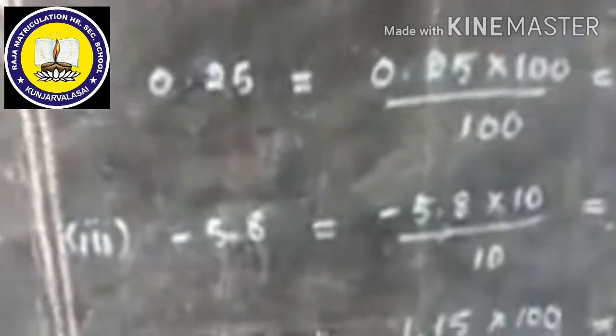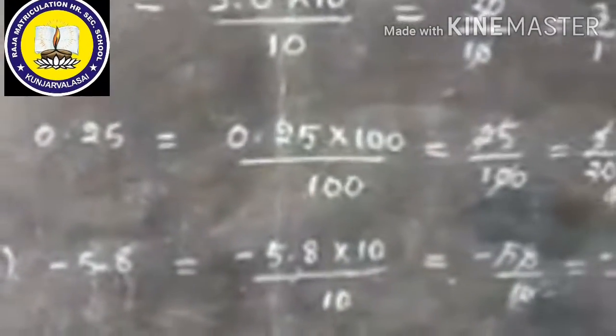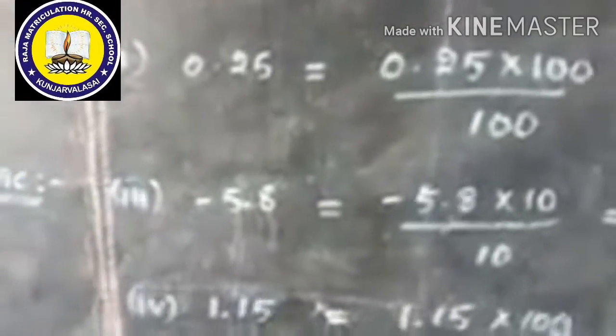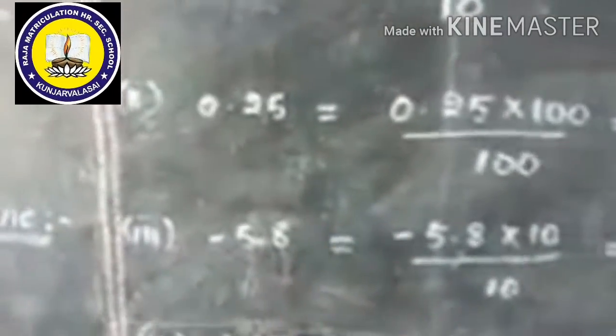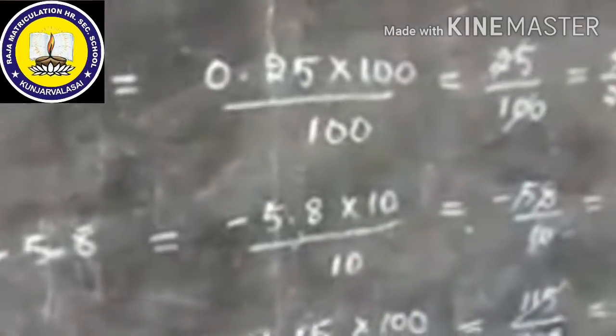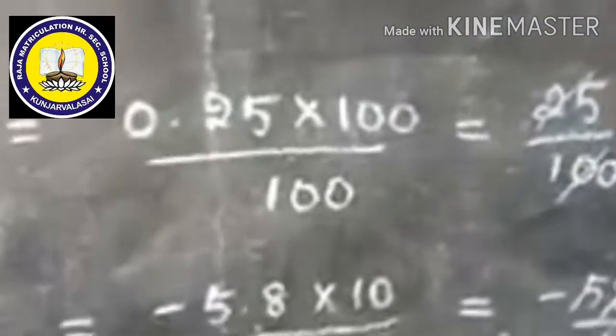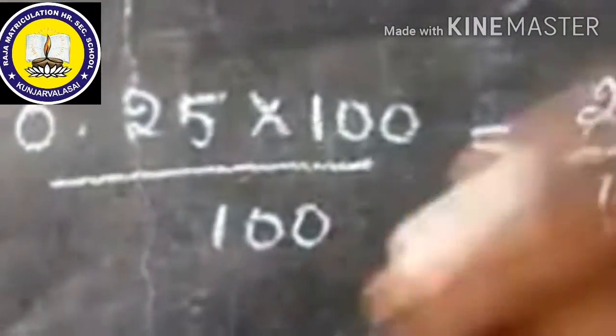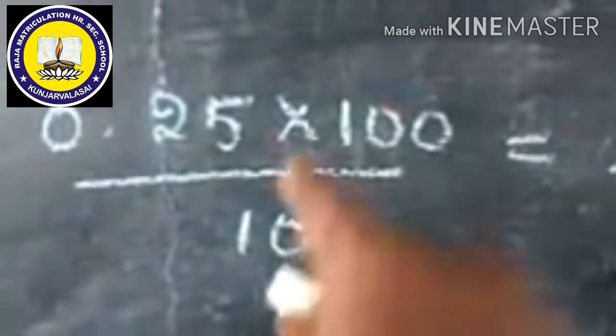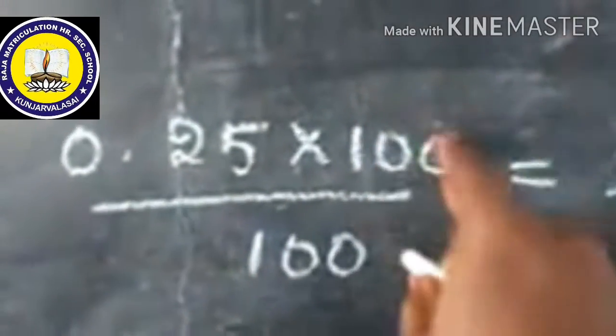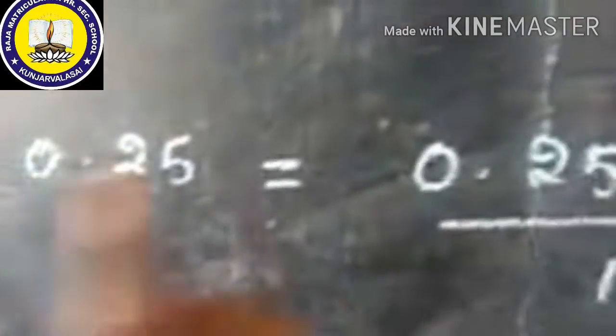Similarly, we solve the second sum, 0.25. In which place is the decimal point placed? There are two places of decimal. From the right side, we multiply by 100 and divide by 100. Why do we multiply by 100 and divide by 100, sir? Because multiplying by 100 and dividing by 100, the 100s cancel, therefore the number does not change.